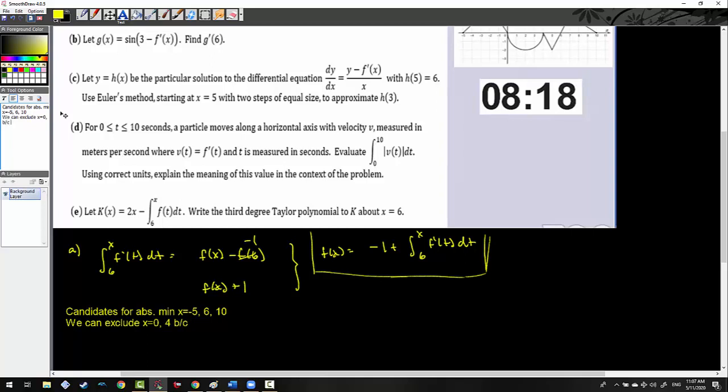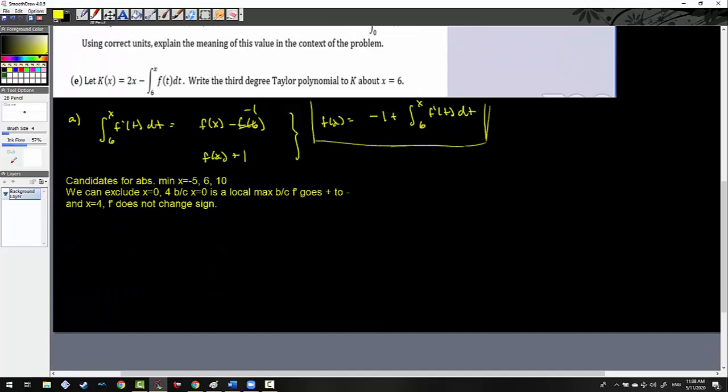because x equals 0 is a local max because f prime goes positive to negative, and at x equals 4, f prime does not change sign. And you probably want to specify that, otherwise you end up having to integrate everything, and it's just kind of a mess. So you don't want to do that. Integrating this on its own is actually already going to be pretty painful.